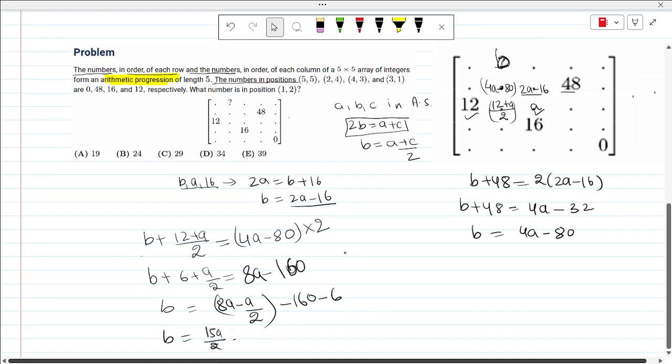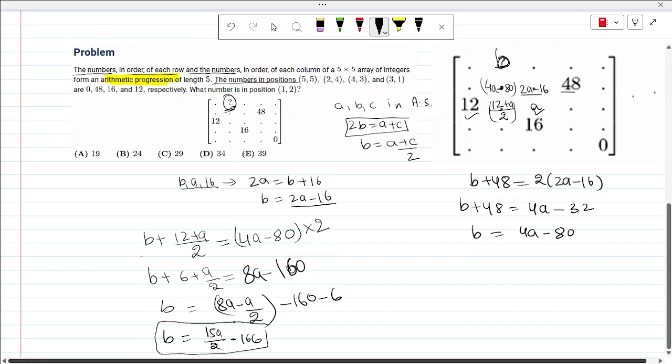Okay, so this will become our final number that we need. The question mark will become what? 15 multiplied by a over 2 minus 166. So using trial we can get which integer it will become.